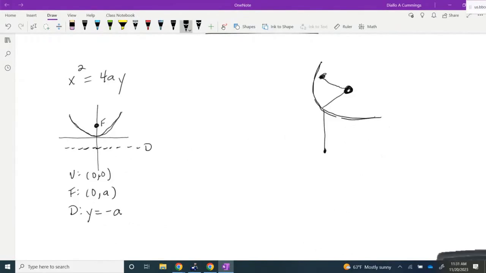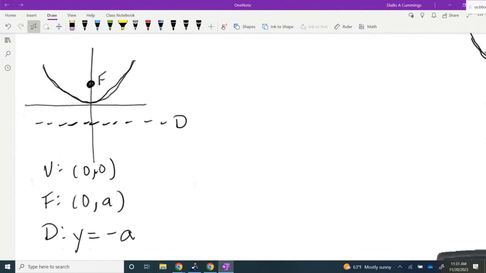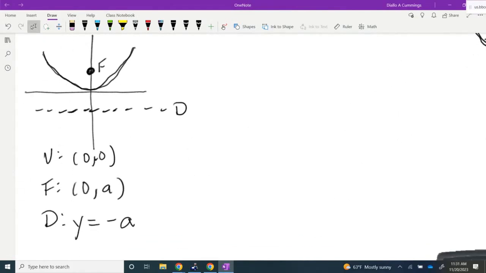Now here's the deal about a. I'm going to blow this up. a is either the distance from the focus to the vertex, and that's the same distance as the directrix to the vertex. So that's why a is so important. If you pull out a, you can find the coordinate for your focus. You can also find the equation for your directrix.